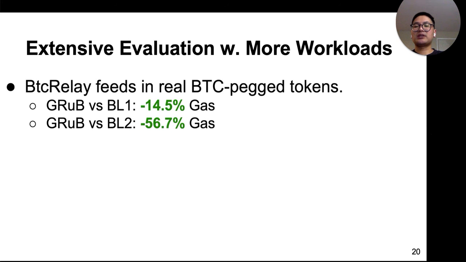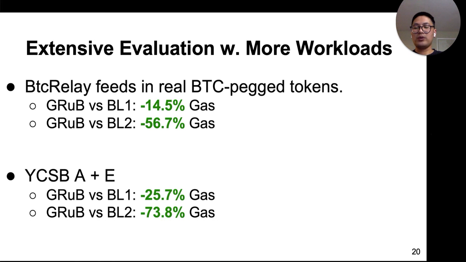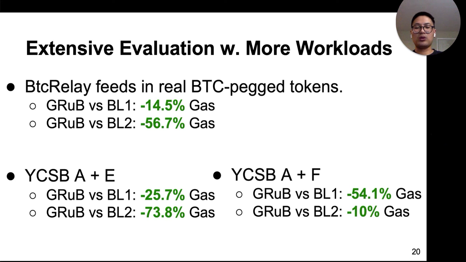We also did extensive evaluation. We collected BTC Relay fees in real Bitcoin-backed tokens, and the result shows that GRuB saves 40% of gas compared to baseline 1 and 56% of gas compared to baseline 2. We also mixed different YCSB workloads, workload A and workload E, workload A and workload F. Similarly, GRuB saves a lot of gas compared to those baselines.